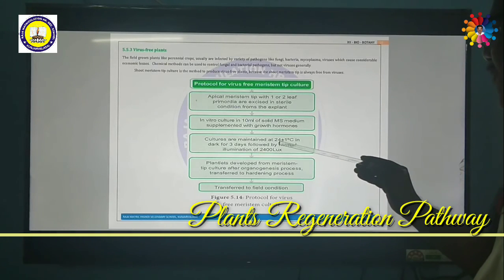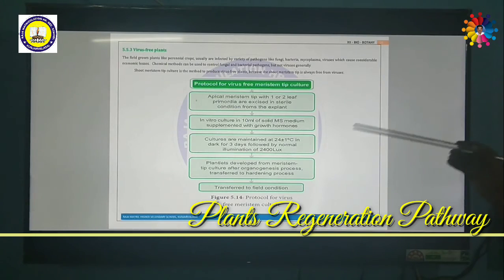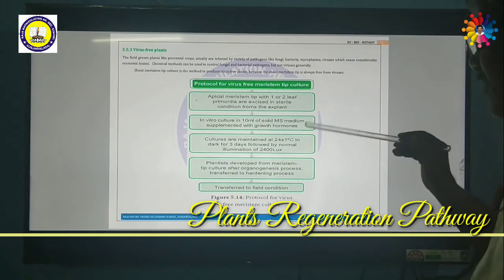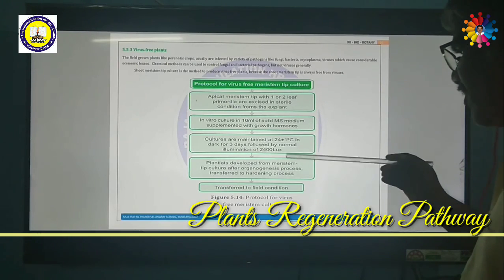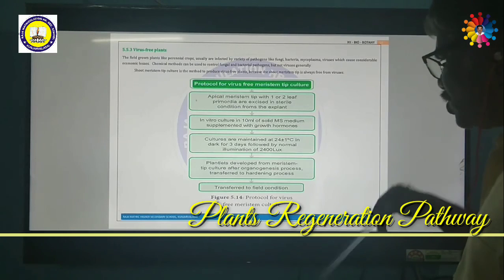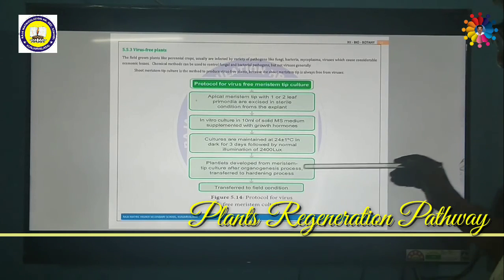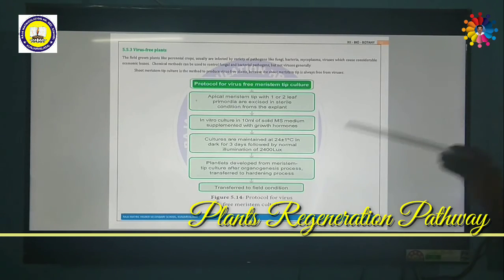Cultures are maintained at 24 plus or minus 1 degree, that means 23 to 25 degrees Celsius, in the dark for 3 days, followed by normal illumination with light of 2400 lux intensity. Next, plantlets will develop. Plantlets develop from the meristem tip culture after organogenesis. Organogenesis means formation of root and shoot. When the organogenesis process is completed, transfer to the hardening process. After hardening is completed, transfer to field conditions. So this is the protocol to be followed for virus-free meristem culture.